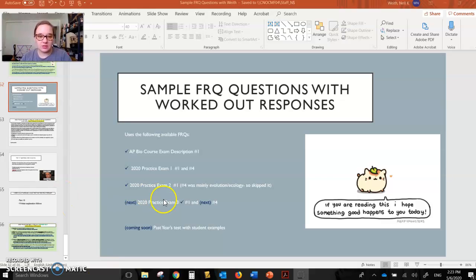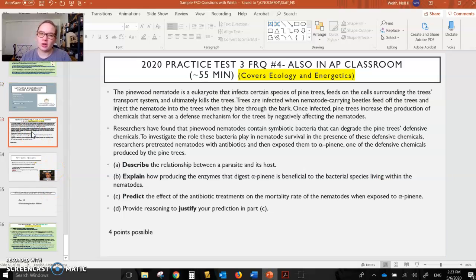So, last one I'm on is from practice exam number 3, question number 4. It is a little bit ecology or interaction based. I don't think it's energetics, I'm taking that out, other than like how enzymes work. But I thought it was a good example and a nice one to see how much simpler a type of question number 4s are.